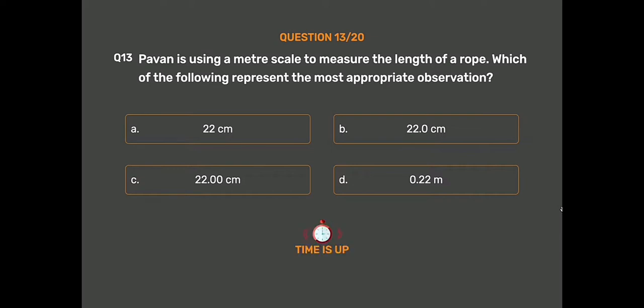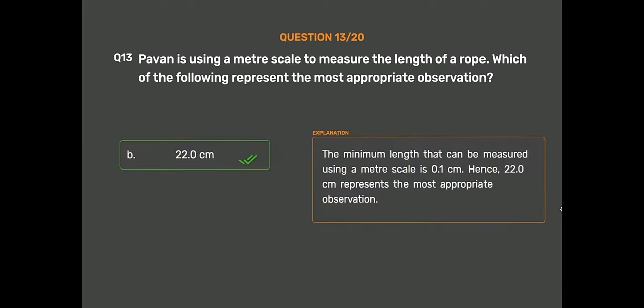The correct answer is option B. 22.0 centimeters. The minimum length that can be measured using a meter scale is 0.1 centimeters. Hence, 22.0 centimeters represents the most appropriate observation.